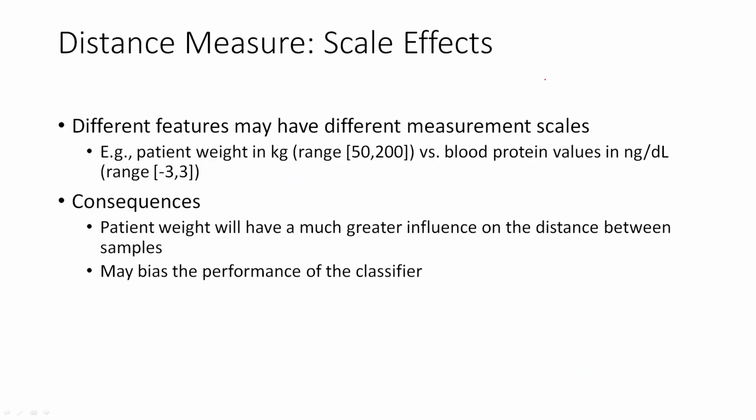And you have to understand also, you have a scale effect, right? Different features may have different measurement scales. So, a patient's weight in kg versus blood protein values in nanograms per deciliter. You can see there is a scale effect. The consequence is that patient weight will have a much greater influence on the distance between the samples. So that will lead to biasing of the classifier. So that is all for this KNN.